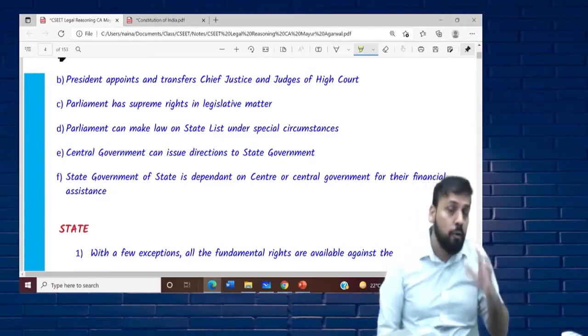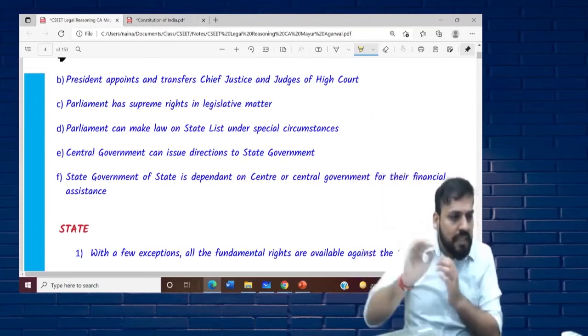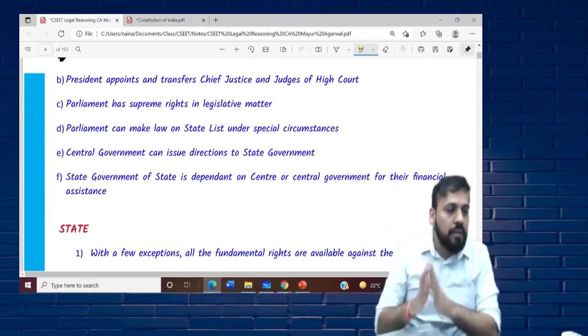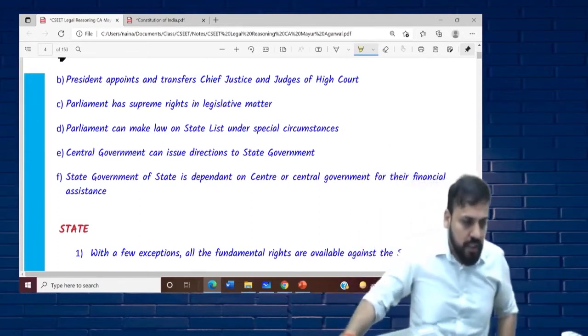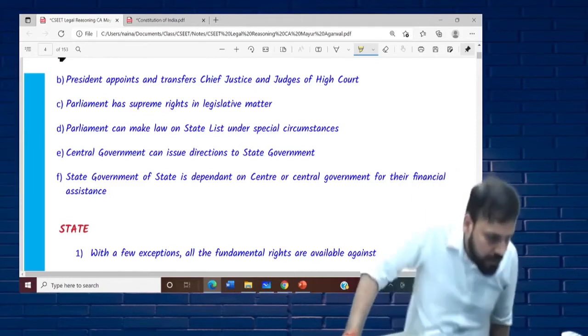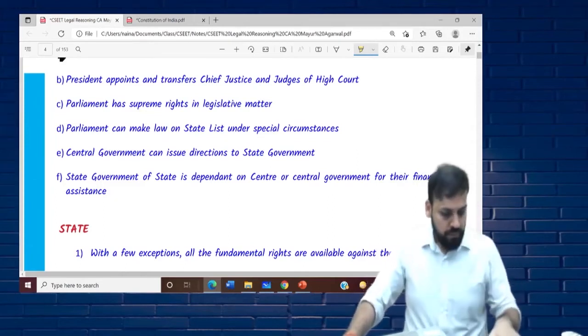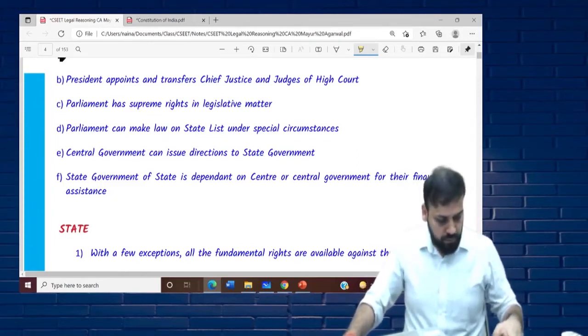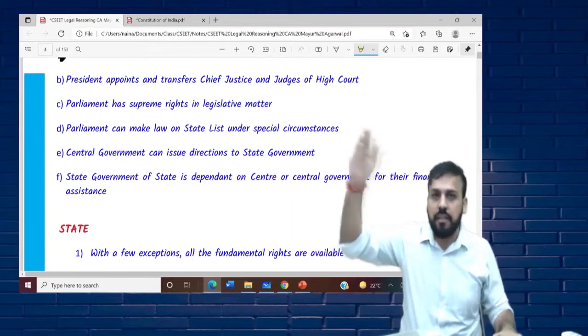Seeing these points, don't you think the powers are concentrated at one place? Yes or no? Yes, because the President is appointing the judiciary system, the Chief Justice, and judges of the High Court.